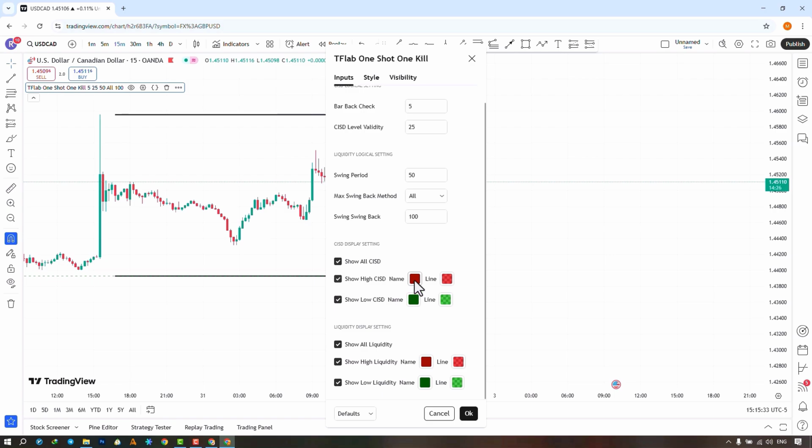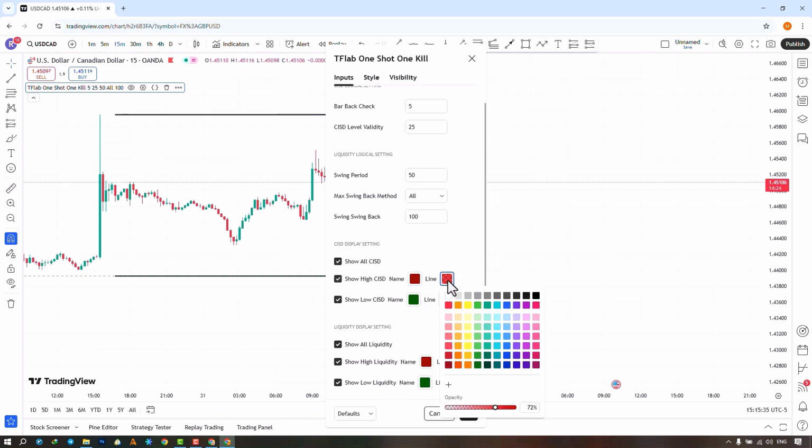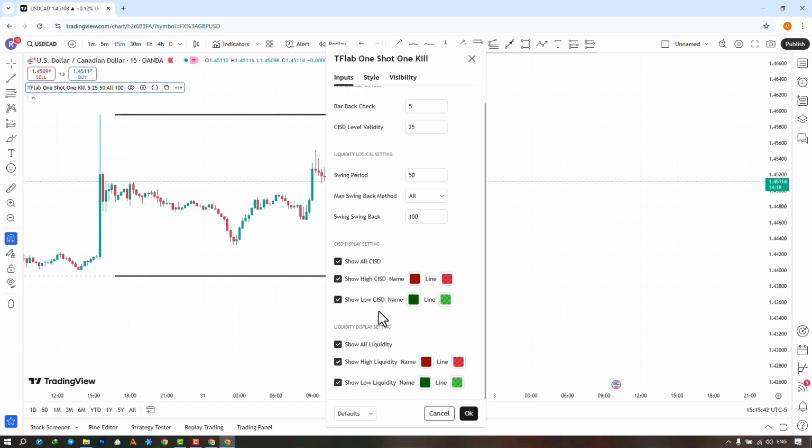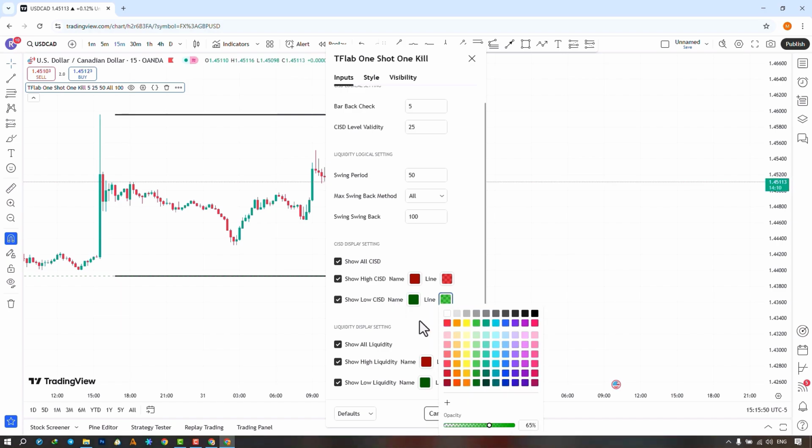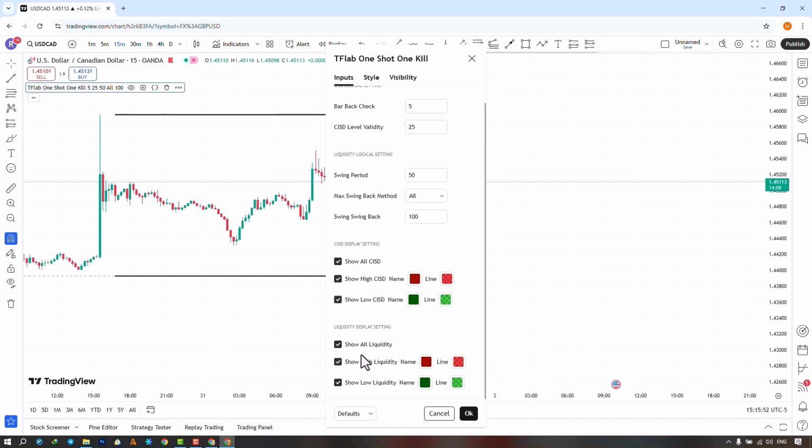You can choose the color of the name and the color of the support and resistance levels themselves and change them to your desired color. You can enable or disable the display of support and resistance levels, along with the color of the lines, and you can enable or disable the display of all liquidity levels.